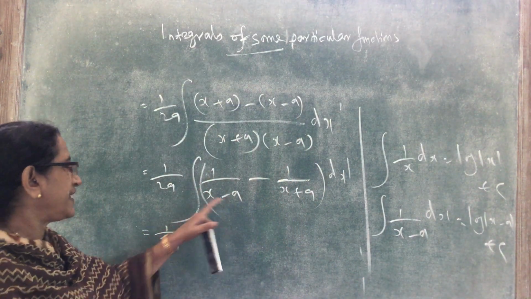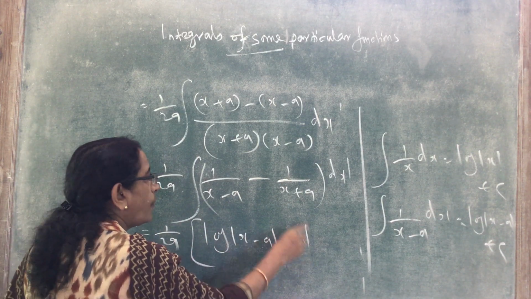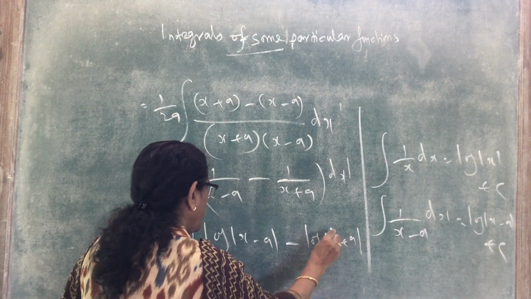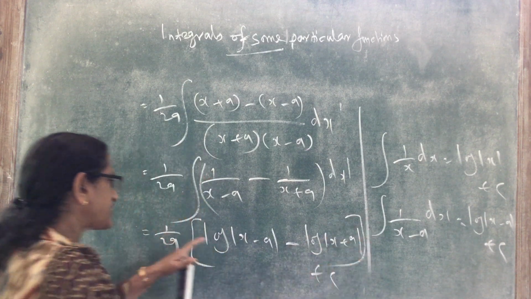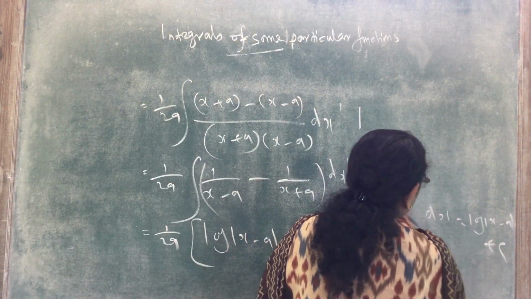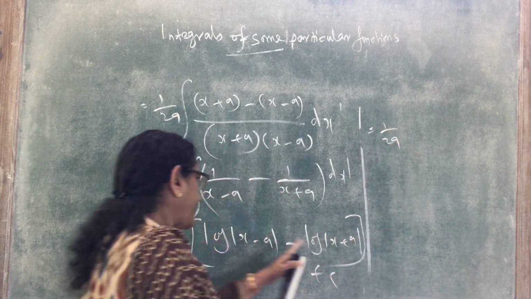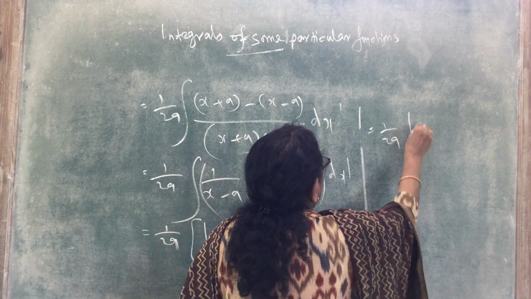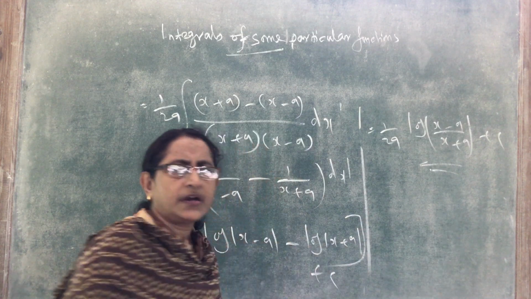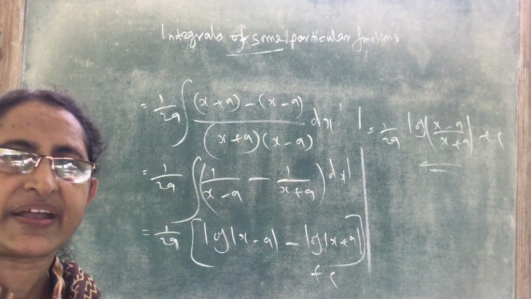Like that, here we can write the integral: integral of 1 by x minus a is log x minus a, minus the integral of 1 by x plus a, log x plus a, plus c. Apply the formula log a minus log b is log a by b. So that is 1 by 2a log x minus a by x plus a. That's the answer. So integral 1 by x square minus a square dx is equal to 1 by 2a log x minus a by x plus a.